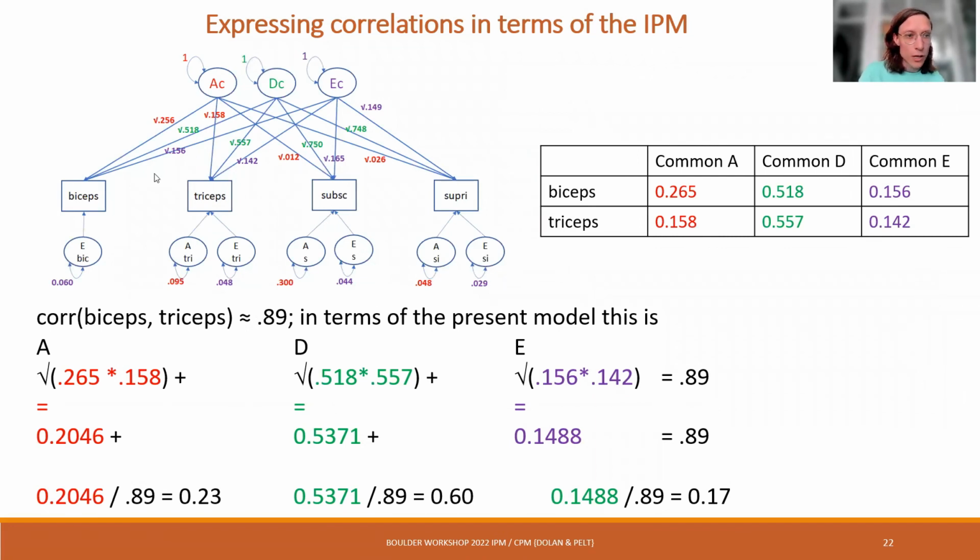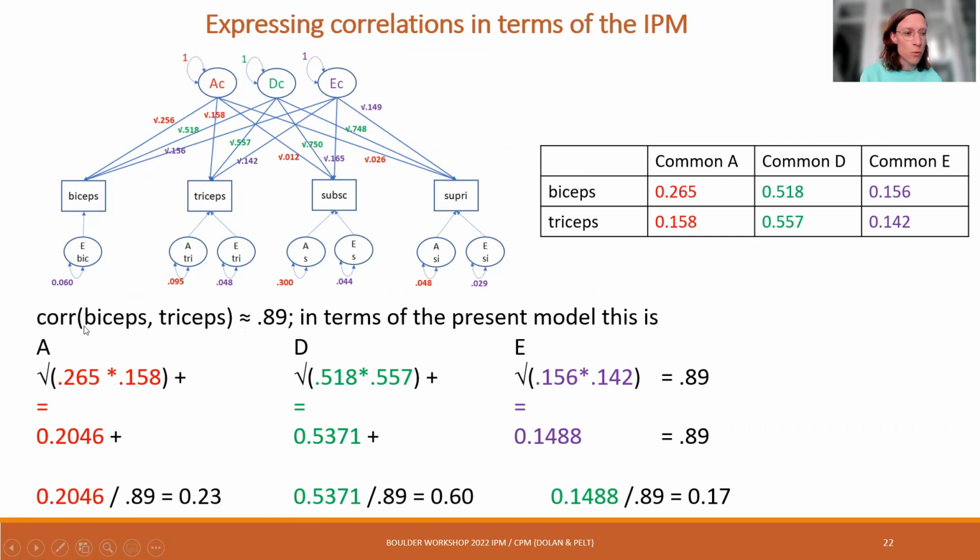As I mentioned earlier on the slide, if we want to find a correlation between two items or traits, we can simply take the factor loading of the one trait and multiply it by the factor loading of the other trait. But now, of course, we have three factors. So what we can do is calculate the contribution of A, D, and E to the correlation between, for example, biceps and triceps. So let's do this for the correlation between biceps and triceps, which was around 0.89.